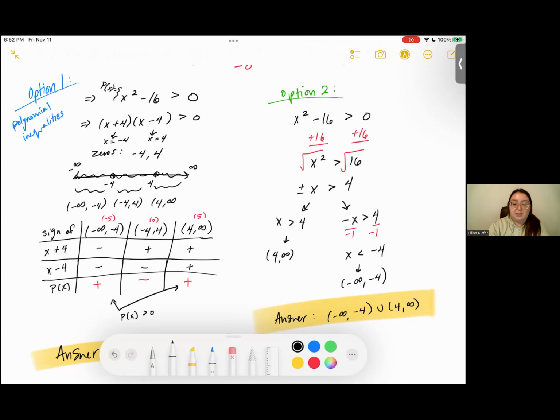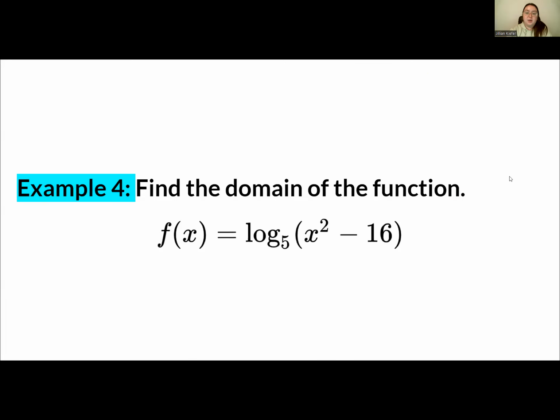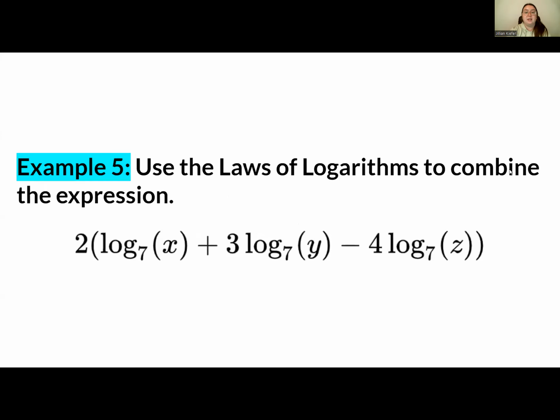All right, that wraps up that example. Let's go ahead and go back to our review slides. All right, so that was example 4. Moving on, we have example 5.